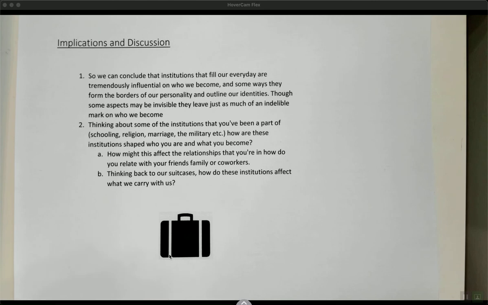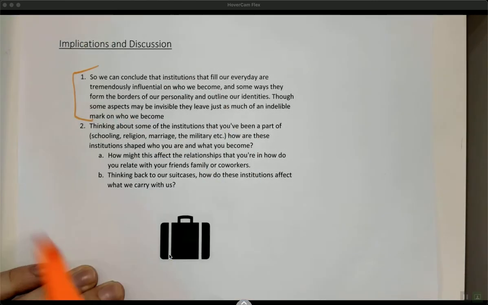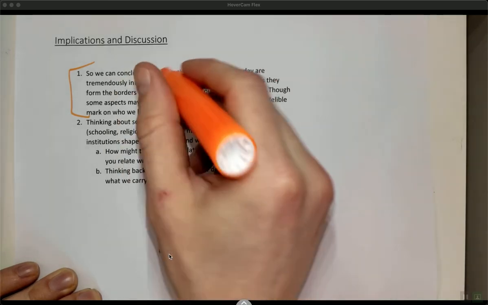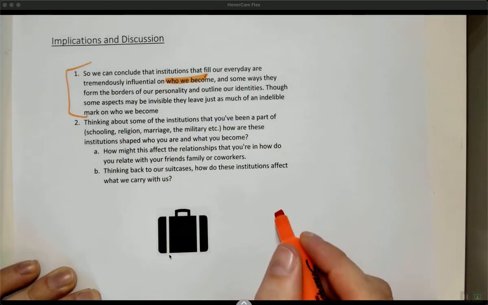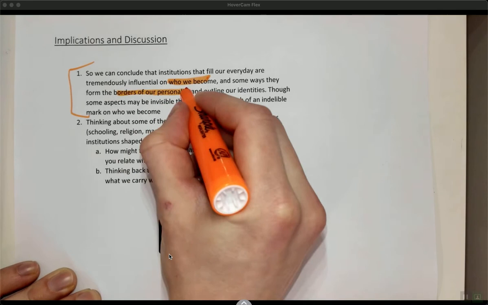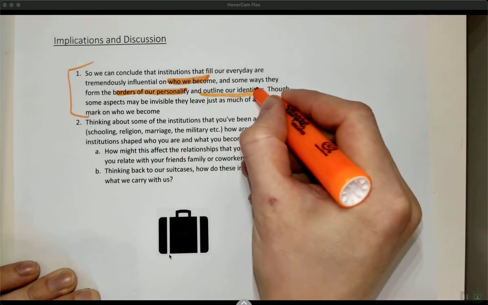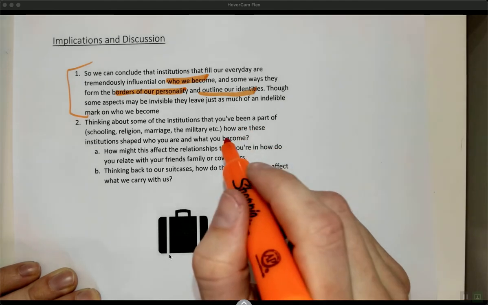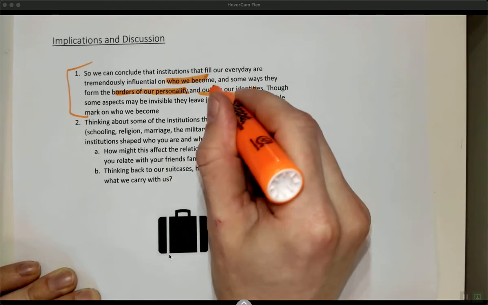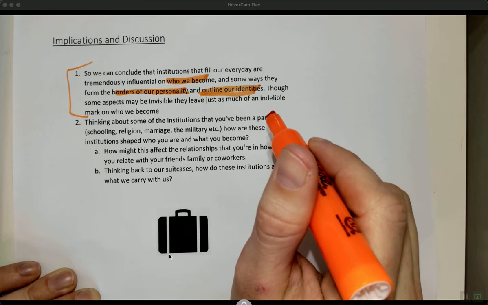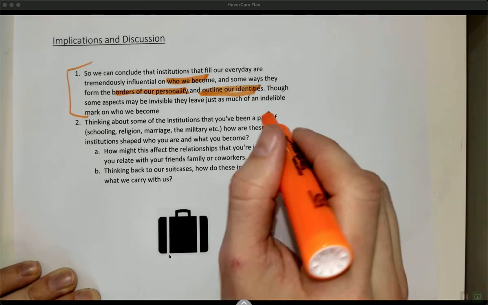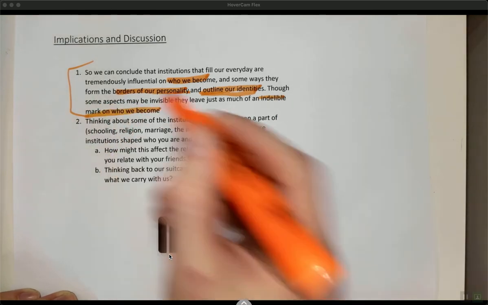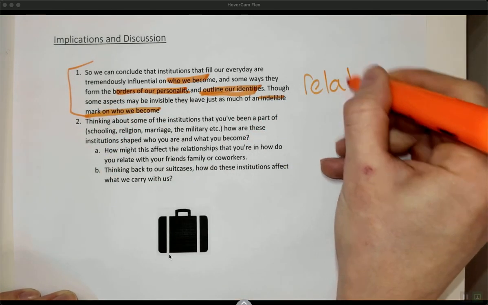So, the implication, the conclusion. We can conclude that institutions fill our everyday lives and are tremendously influential not only on who we become, and in some ways they form the borders of our personality, and they outline our identities. Let's think about that. They shape who we become, and in some ways form the borders of our personality. They outline our identities and who we are. Though, as we saw, many of these aspects may be invisible, they still leave an indelible mark on who we become and how we relate with others.